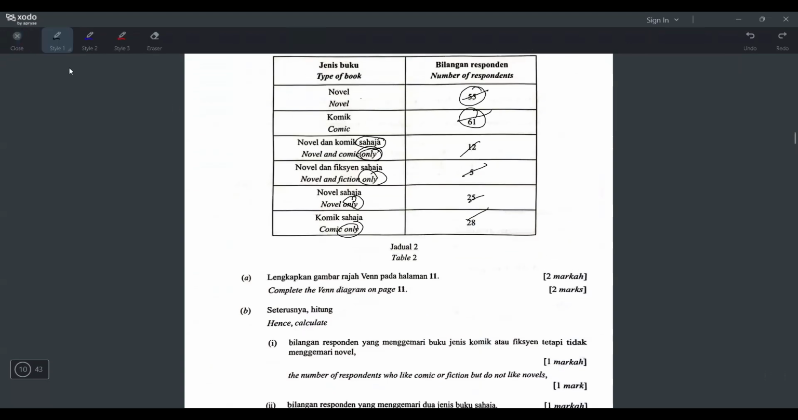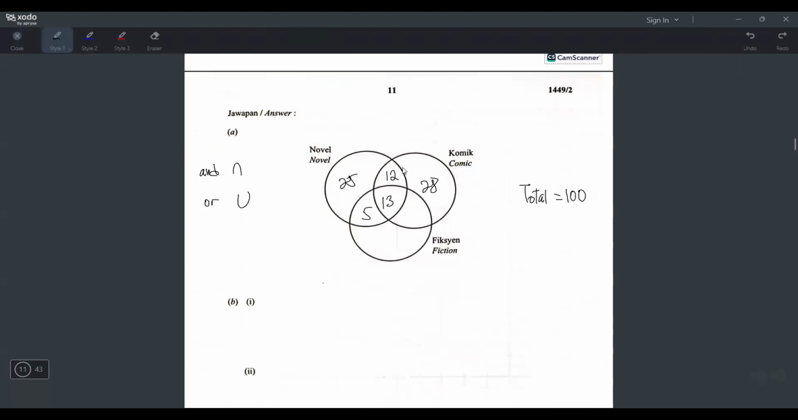And this comic 61 represents the whole circle, because they say comic. They never say only. They say comic. Comic means all these 4 regions added together. So how to get this? 61 minus minus minus. Okay, let me press my calculator. My calculator gives me 8, 8. So just write 8, 8.